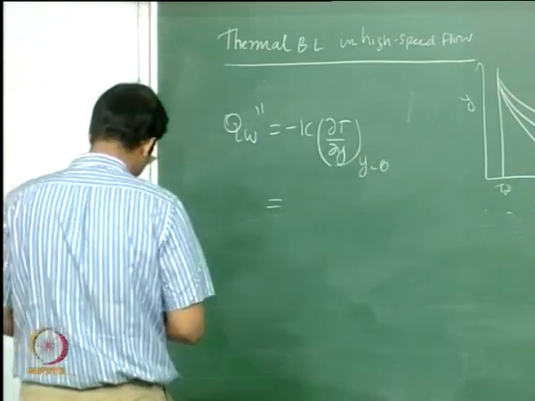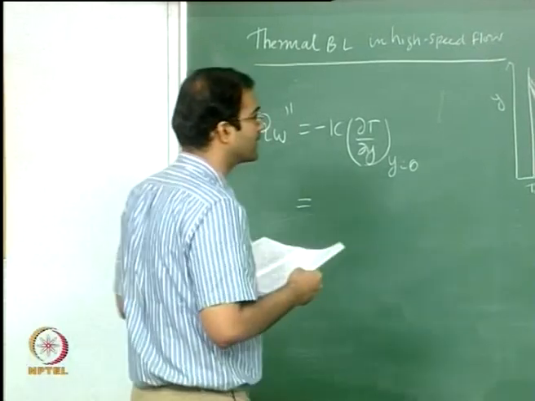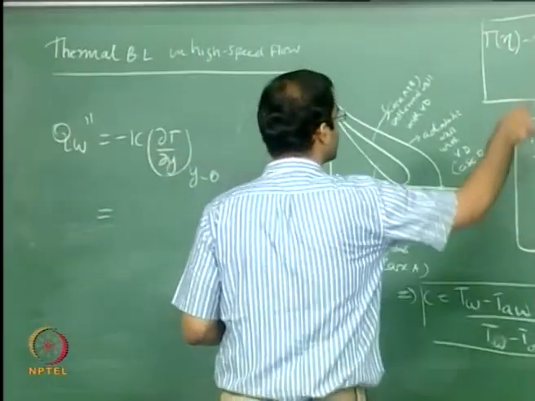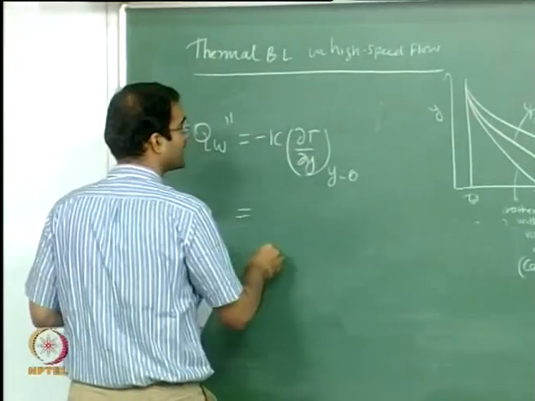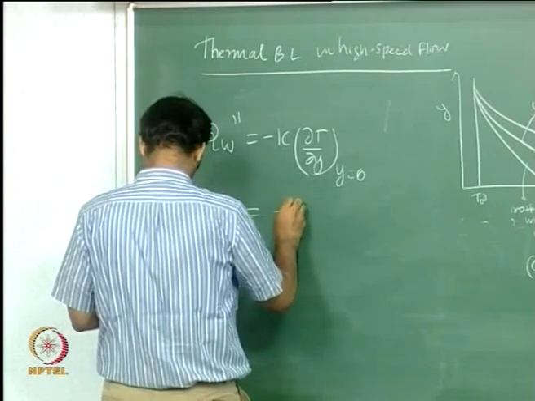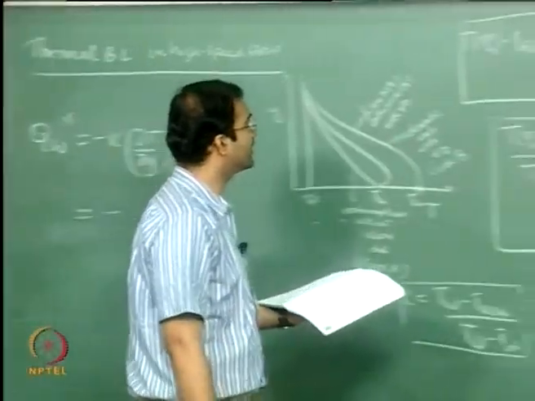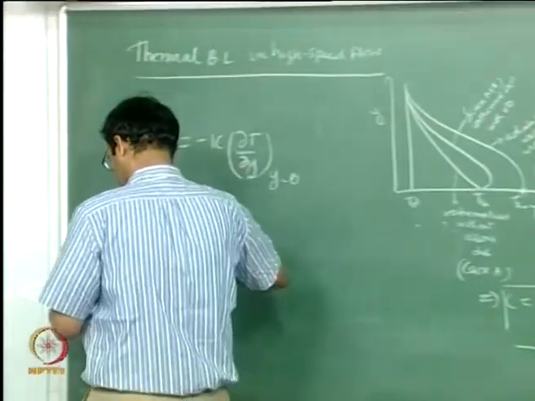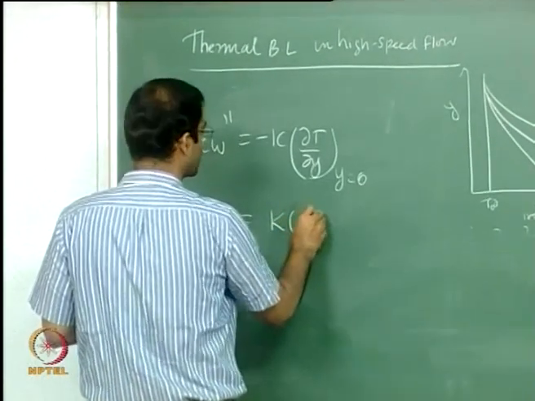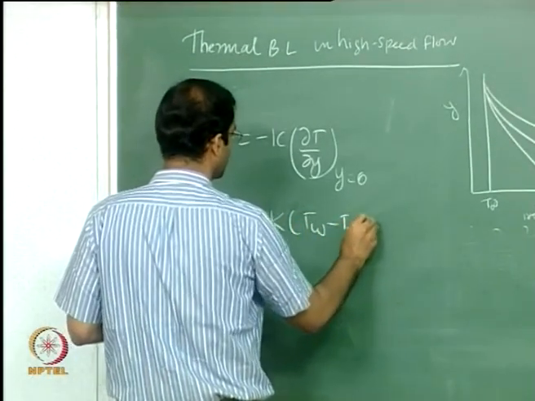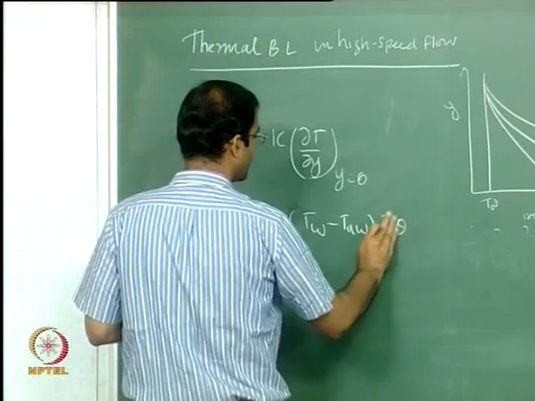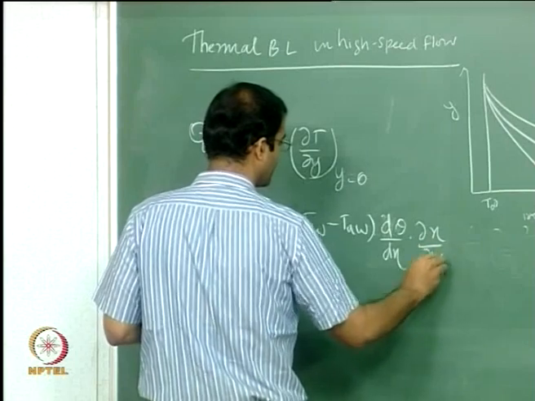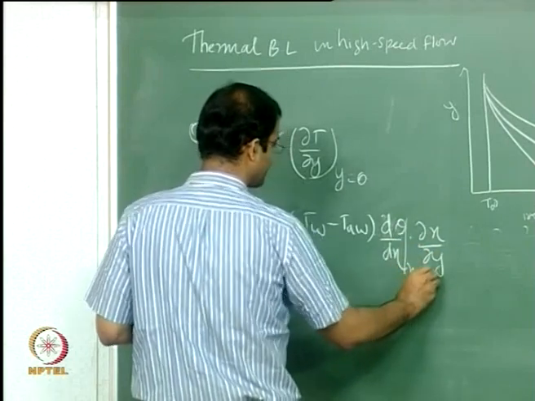Okay, so now when we write down the heat flux, we look at the temperature profile, which is your general profile here. Therefore I have to differentiate it with respect to y. So this will be minus k, first you can write this as d theta, minus d theta by d eta. So minus and minus will get cancelled here. This will be k into T wall minus T adiabatic wall into d theta by d eta into d eta by dy. This is at eta equal to 0.